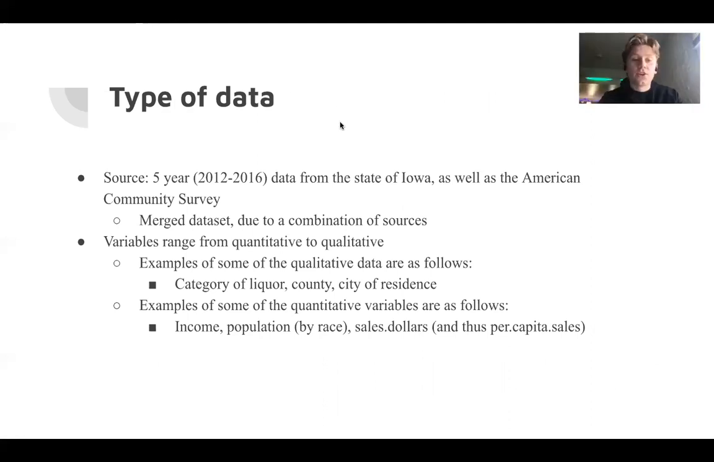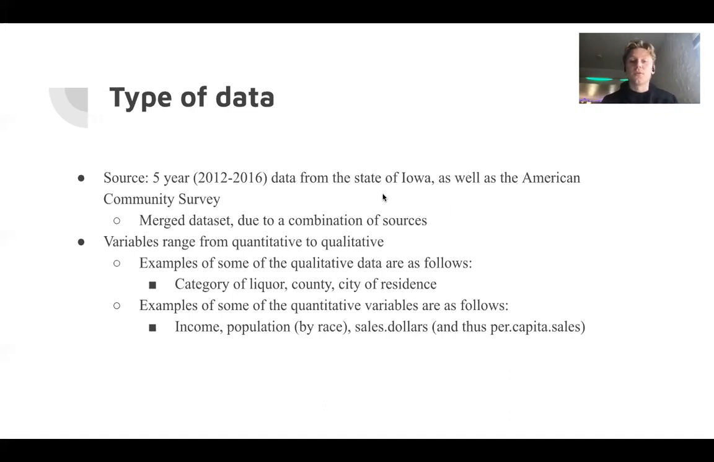Like Josh previously said, our source of data comes from a 5-year amalgamation of data from the state of Iowa itself, as well as results and findings from the American Community Survey. As a result, this data set can be considered a merged data set, due to a combination of sources that come together into one set of statistics.